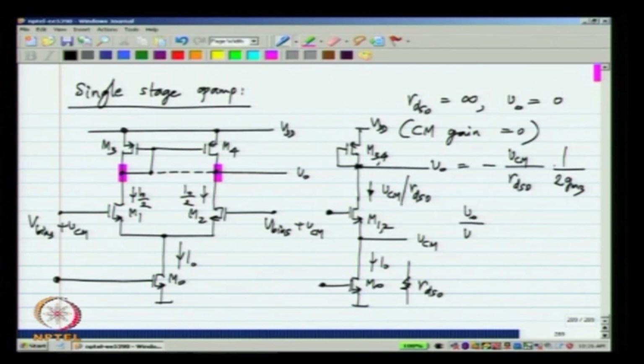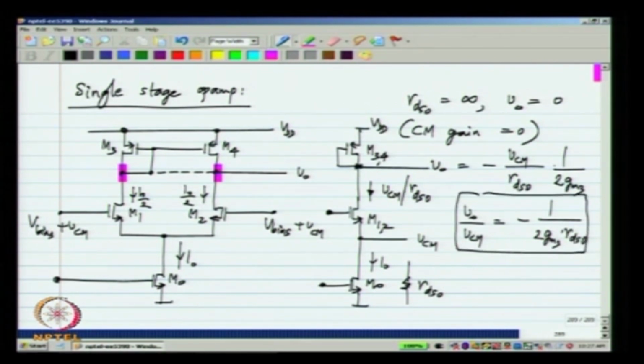So, V naught by VCM is simply equal to minus 1 over 2 GM3 RDS0. Okay. So, a couple of things to note, just like before, the quality of the current source decides the common mode rejection, but also the situation is better than before. By using the active current mirror load, what we have got is an enhanced common mode rejection. Okay.